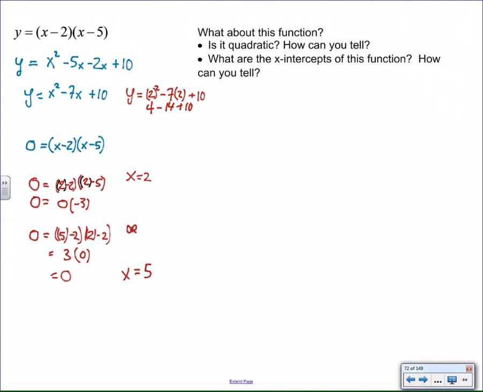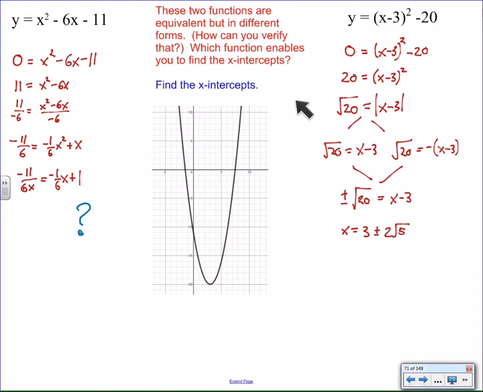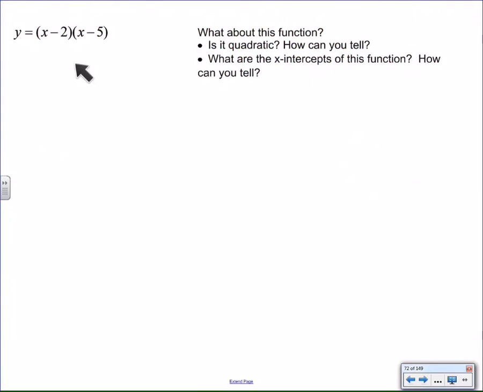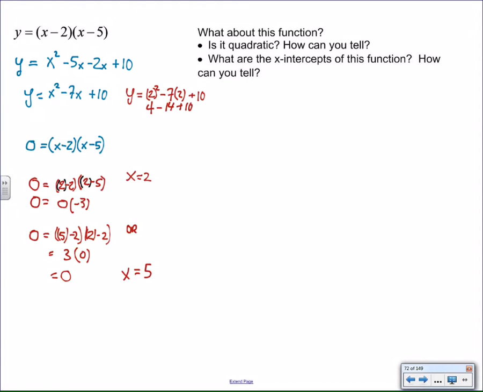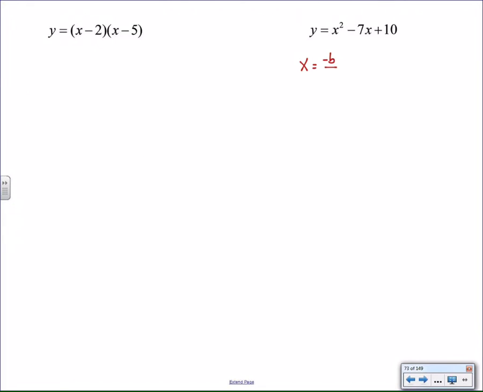So what have I learned so far? Well, I've learned that vertex form is something that I can use to find x-intercepts for a quadratic function, but standard form, maybe not so much, unless my standard form equation can be written in factored form. If I can take this standard form and turn it into factored form, I could virtually read the solutions right off the page. And so that's the point.